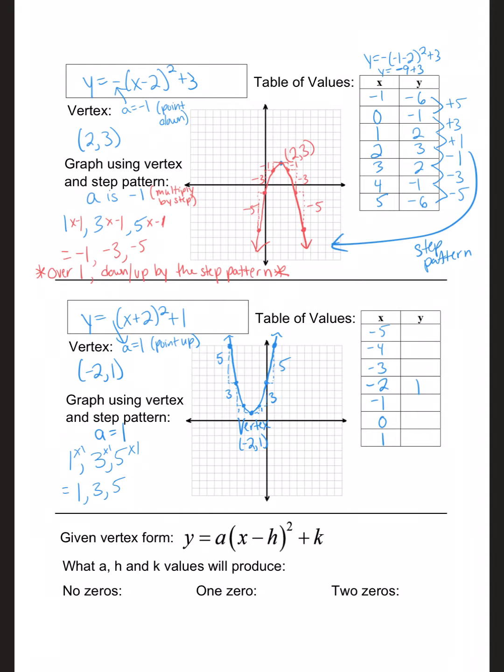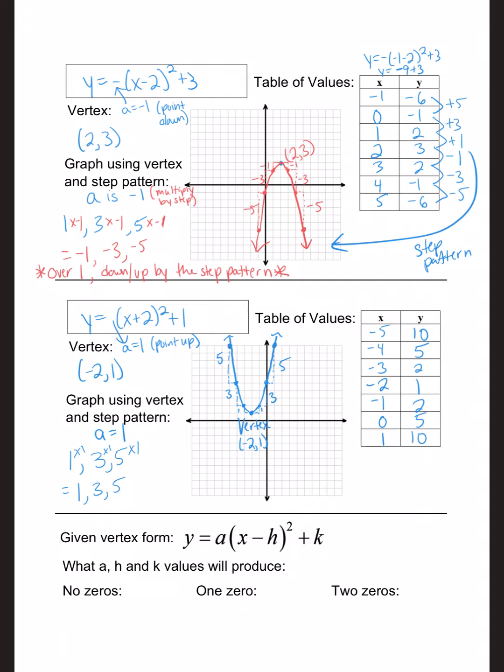Okay, if we were to fill out our table of values, we can look at the graph we've already created here. At -5, my y value is 10. At -4, my y value is 5. Then it goes to 2. And then we're at our vertex. And then we're going to repeat those points on the other side of our vertex. Okay, so that's how we use our step pattern.